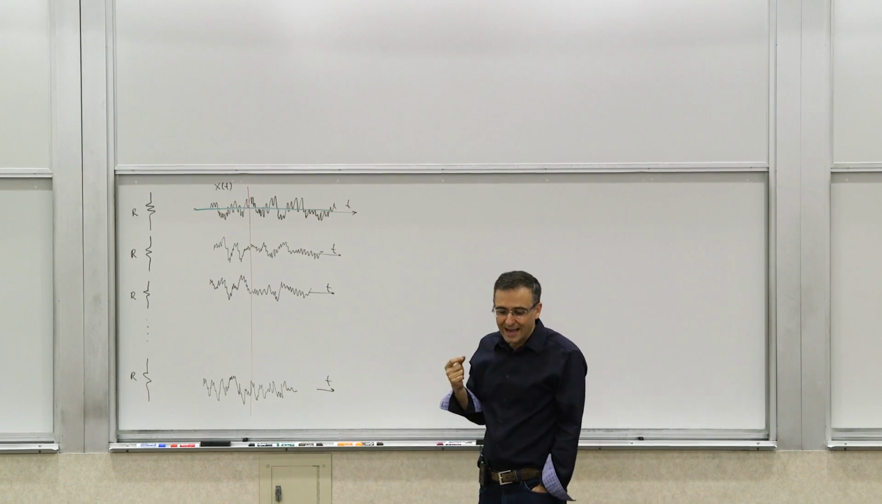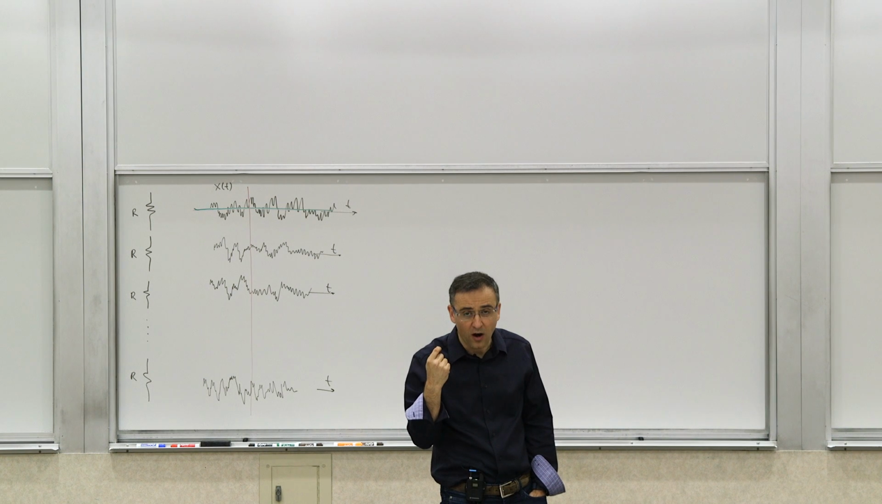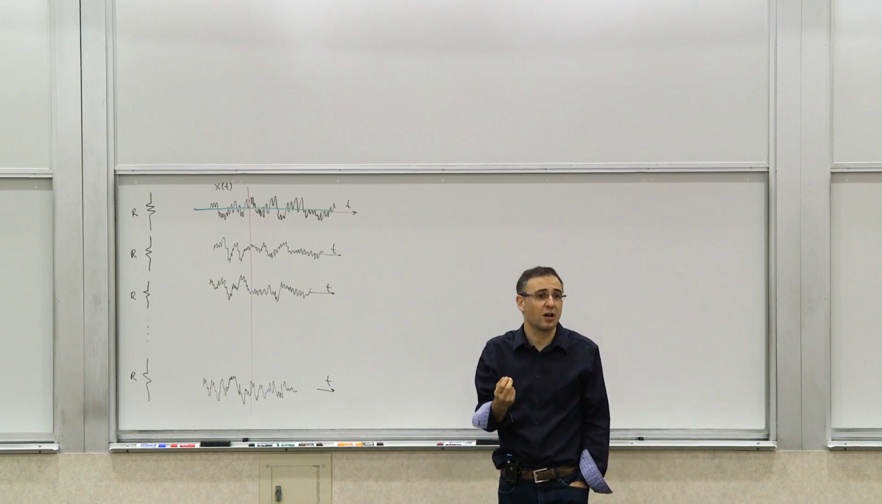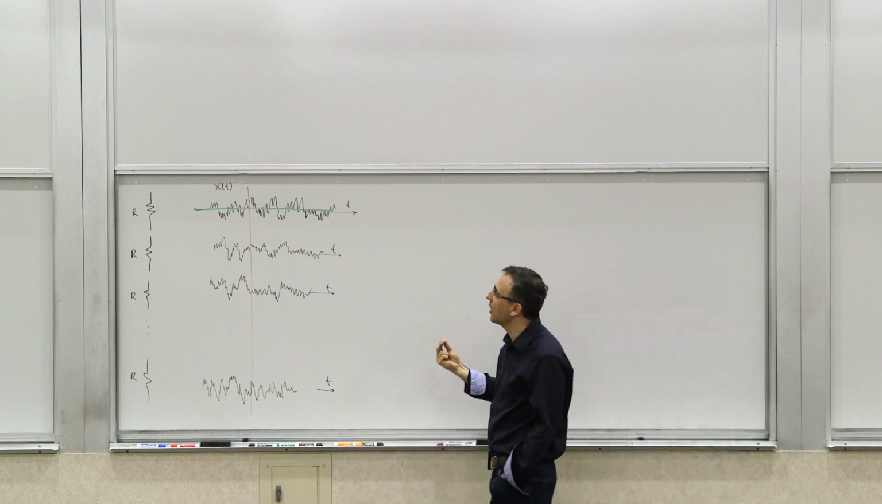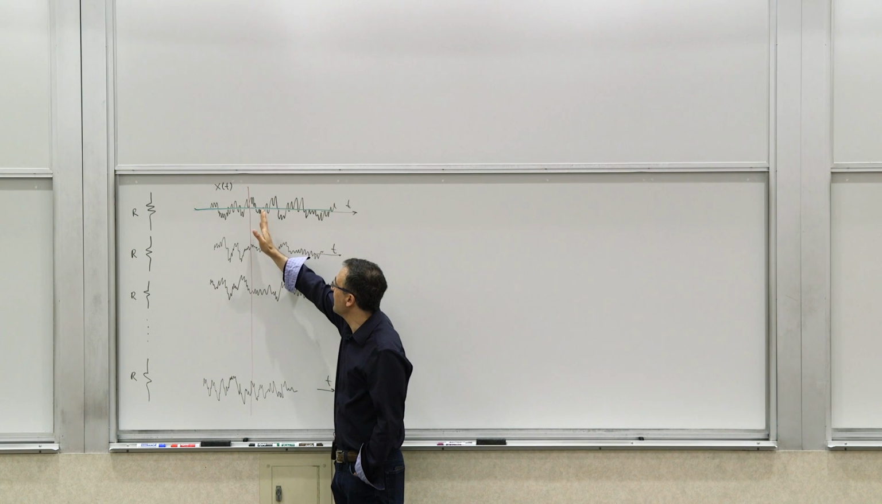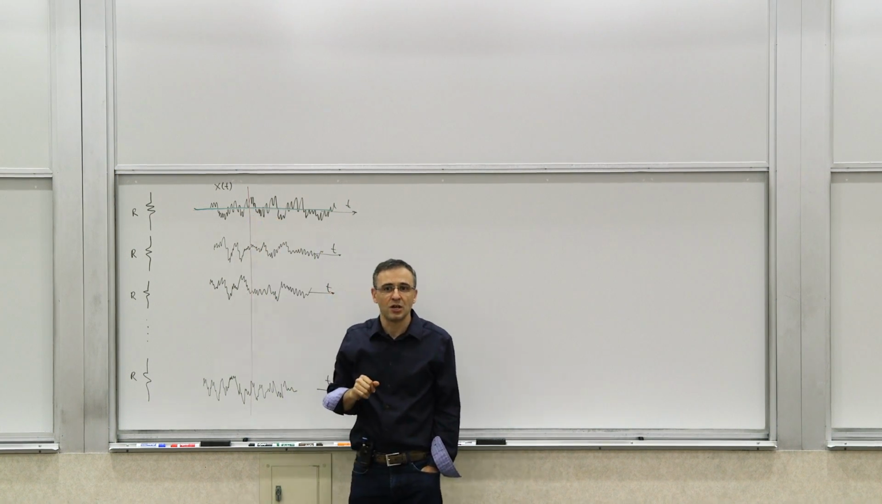Now, if indeed they are the same, this is a special kind of process. We call them ergodic processes. So the definition of an ergodic process is one in which the time average and the ensemble average are the same.